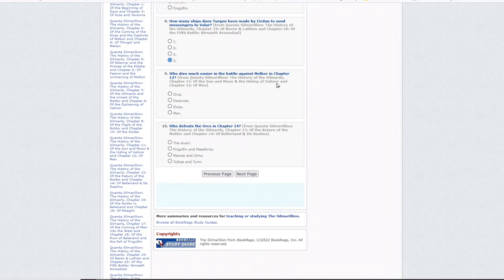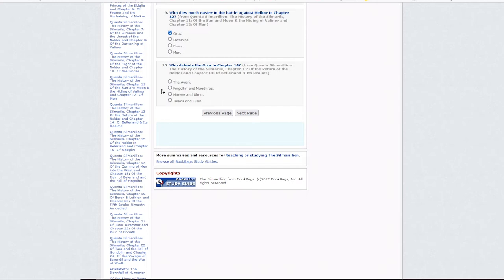I truly don't know what they mean. Dies much easier in the battle against Melkor in chapter 12. No idea. I guess I would say orcs because they are weaker. I don't know. Let's see at the ending of the test.